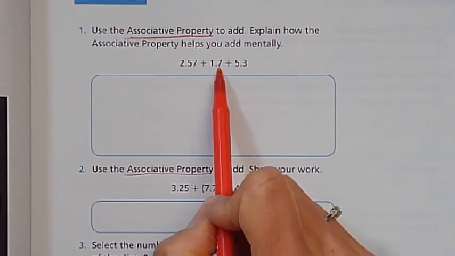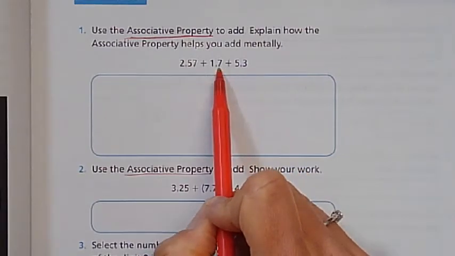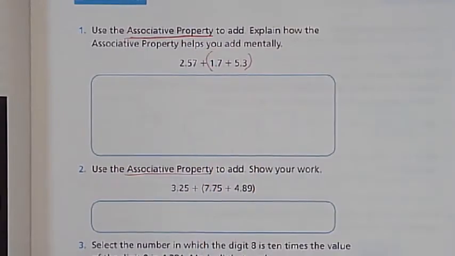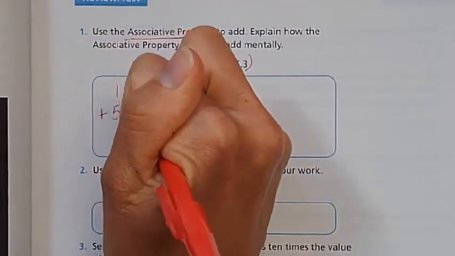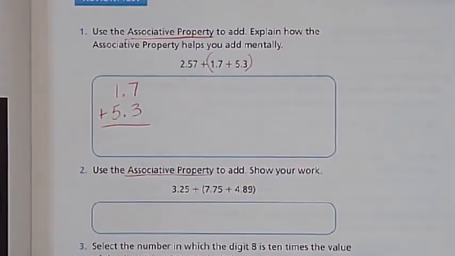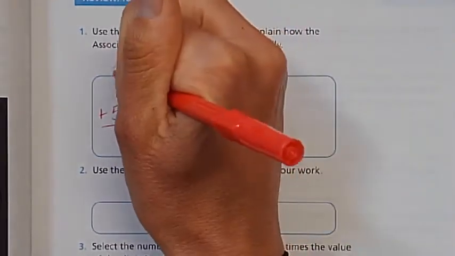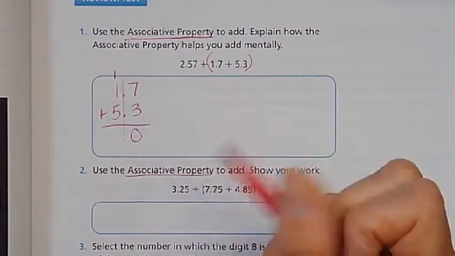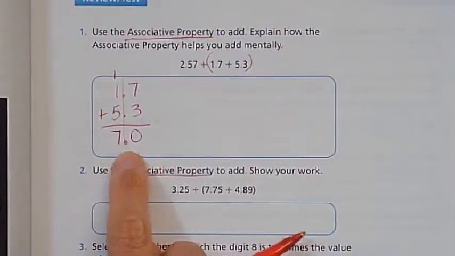I see that this is a 7/10 and this is a 3/10. 3 plus 7 I already know is 10. So I'm going to group these two together. And I'm going to do 1 and 7/10 plus 5 and 3/10, lining up my decimal points, making sure they're lined up. 7 plus 3 is 10, so I have to carry the 1. 5, 6, and 7. And I end up with 7. 7 decimal 0 is the same as 7.